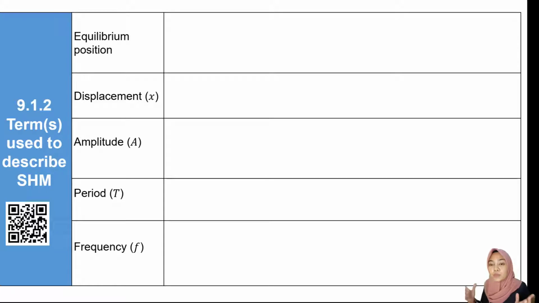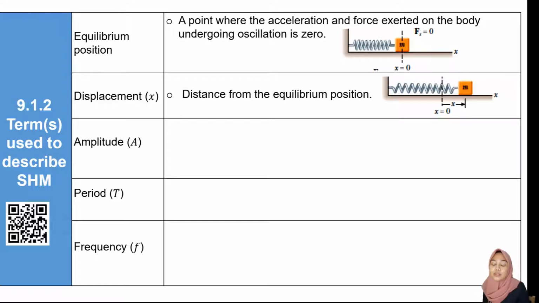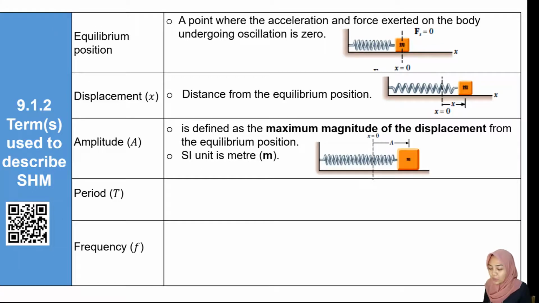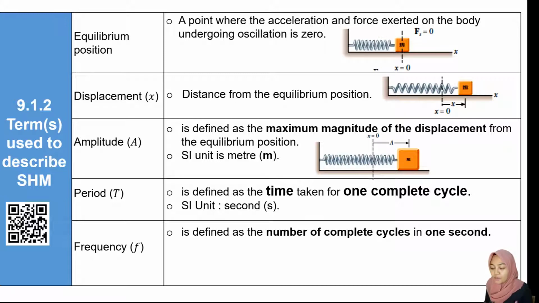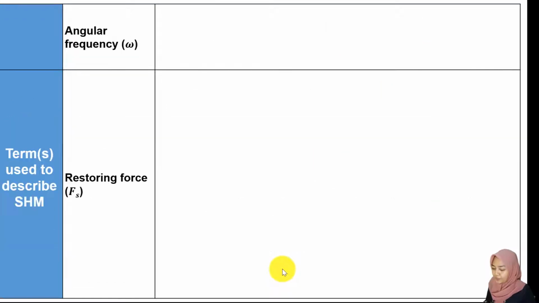Alright, let's take a look at the terms used in SHM. We have equilibrium position, I've introduced you. We also have displacement, and if the displacement is maximum, it is called amplitude. And then we also have period, which is the time taken for one complete cycle, and the unit is in second. Frequency is the number of complete cycles in 1 second. The unit is hertz, and the equation is f equals 1 over T.